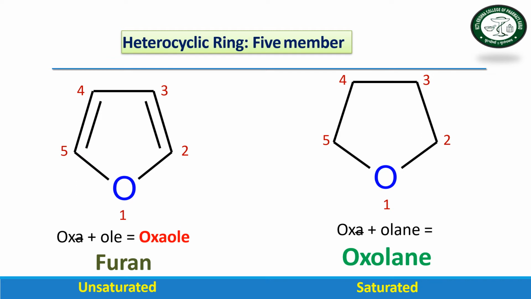The heterocyclic ring is 5-membered and the heteroatom is oxygen. One is unsaturated and another is saturated. According to that, we use different types of suffixes. So here, with oxygen, a 5-membered ring and two double bonds, we use the name oxole, but according to IUPAC, we call it furan. Okay, what about here? Here it is oxolane. So these are the different heterocyclic rings containing 5 members.